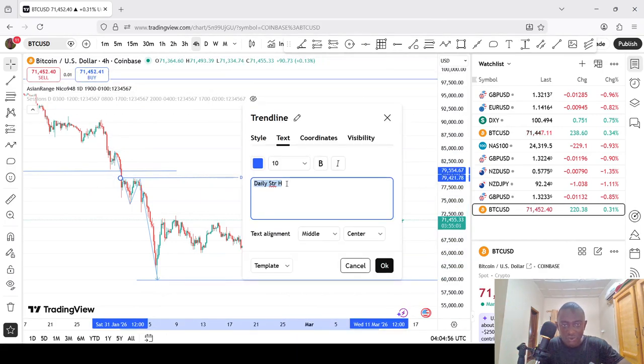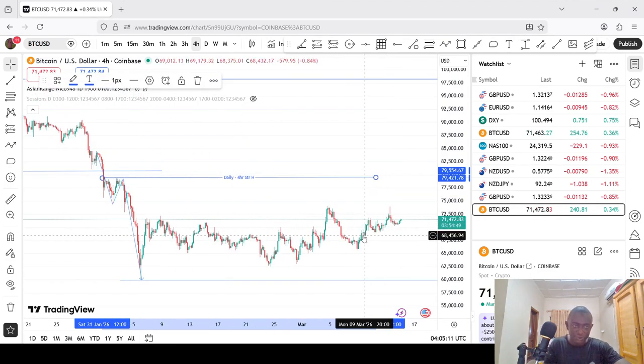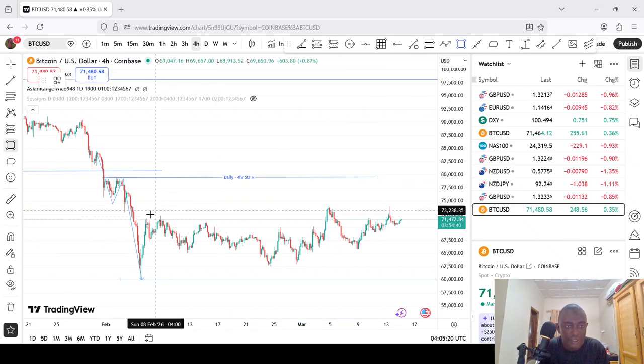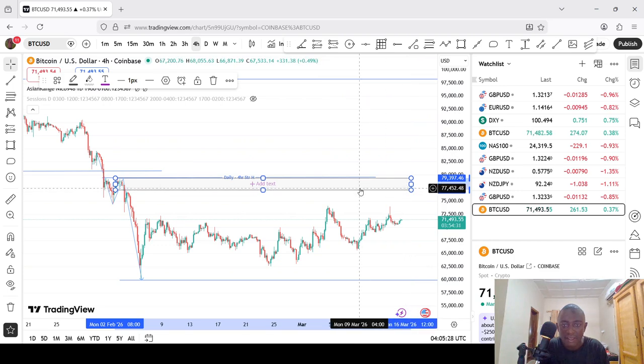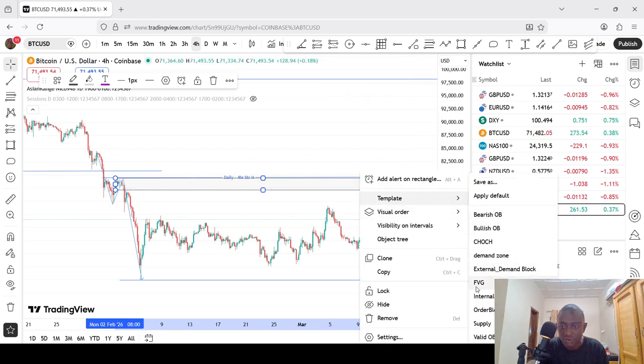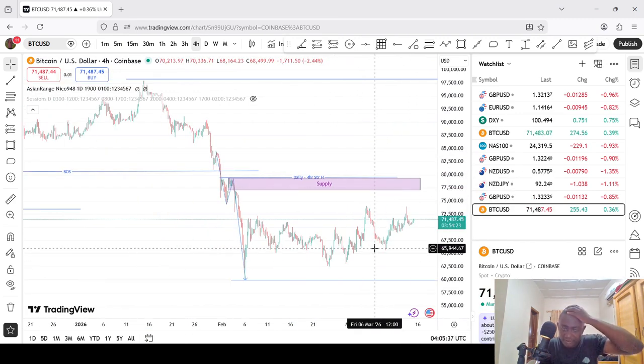I will just make it daily strong high on the 4-hour, because they are just the same. 4-hour strong high. I just click OK. Okay, so because we're in the 4-hour time frame, we've come very low to the lowest. So I will just map this area like this. You understand? Draw our supply zone. I've already explained the supply zone. So this is the supply. We have the supply zone marked.